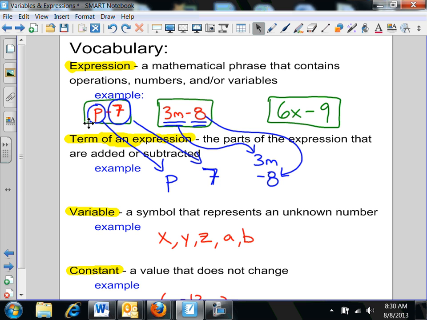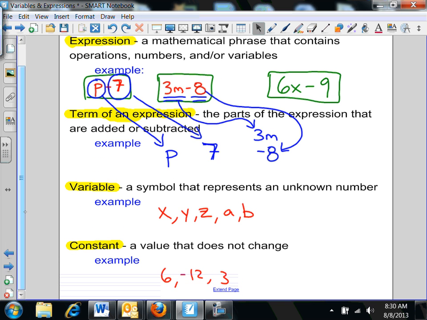The next 2 you should be familiar with. Variable is a symbol that represents an unknown number. Common variables that we see normally are x, y, z, a, and b.